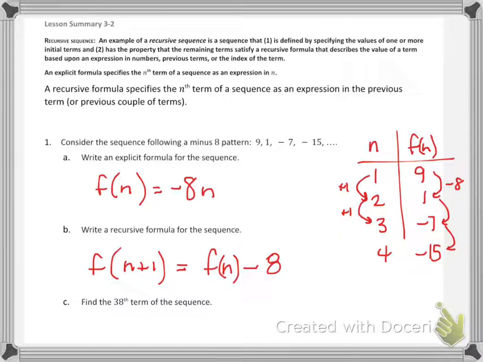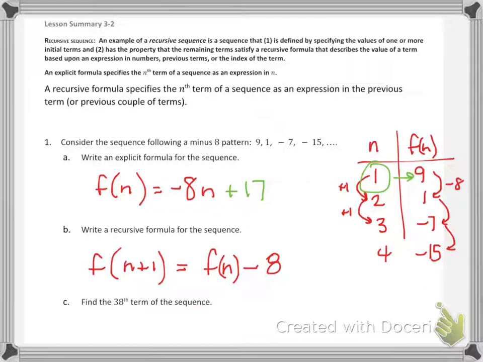I just say, well, if I'm looking for the first term, the first term should be a 9. And right now, if I put a 1 in for n, I get a negative 8. And that's not what I want. I want it to be a 9. So how can I adjust it? Well, I just add 17. So now when I check the 1, negative 8 times 1 is negative 8, and negative 8 and a positive 17 is a positive 9, and I get the output that I need.